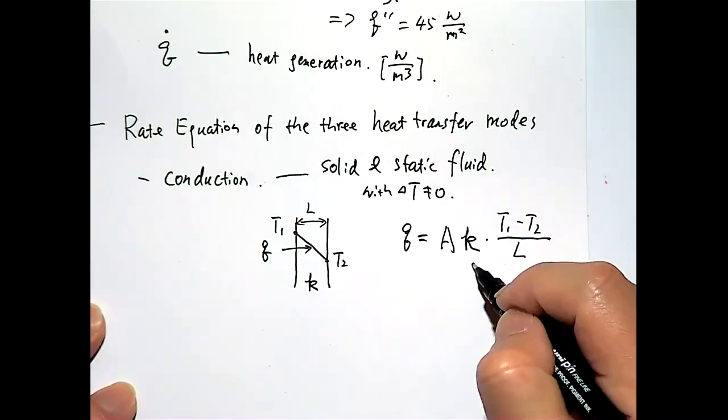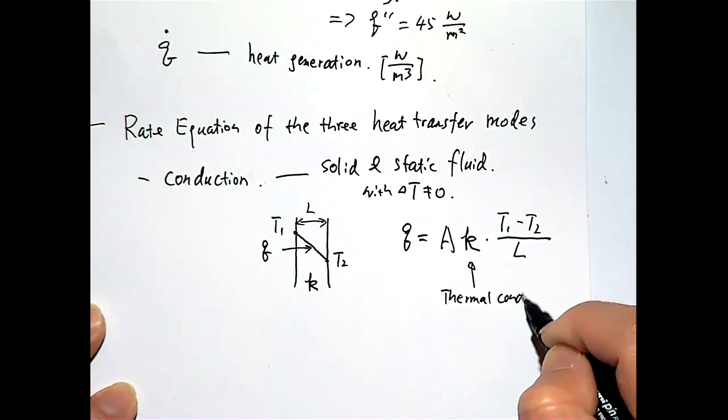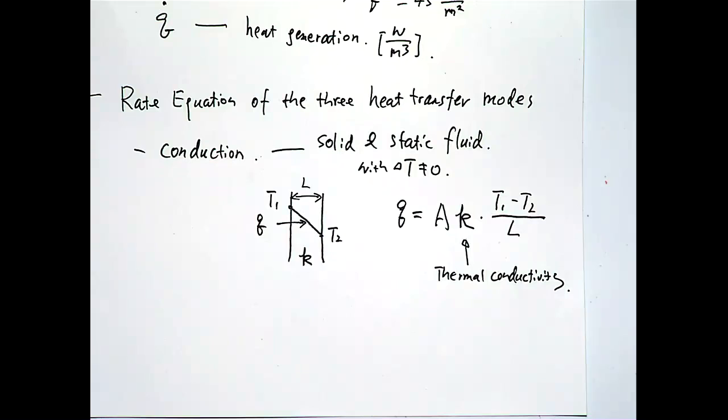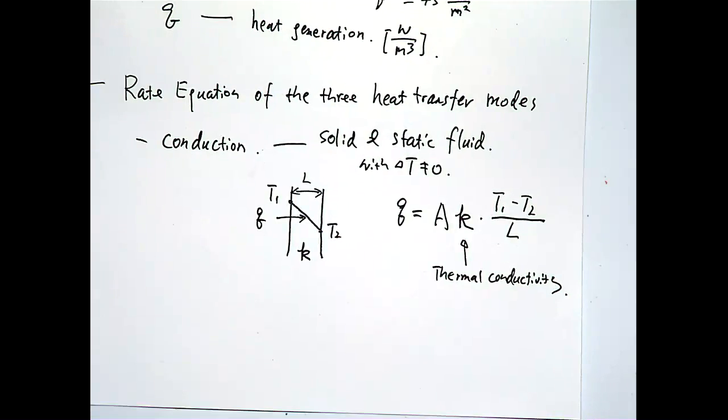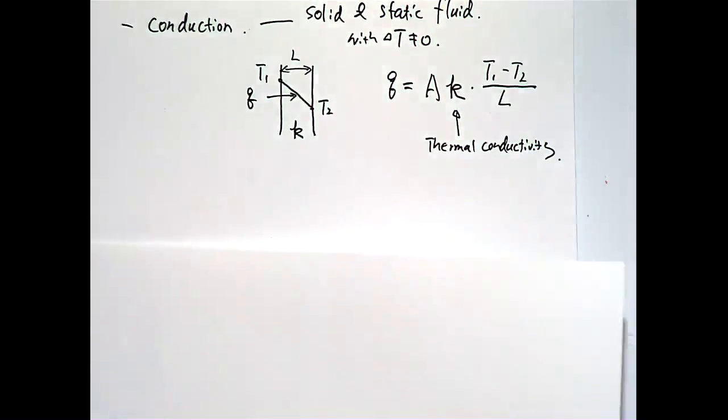So this k is the thermal conductivity, and that is a material property, determined by what type of material you used to conduct this temperature difference. Right. So that's conduction. That's the rate equation that we have there.